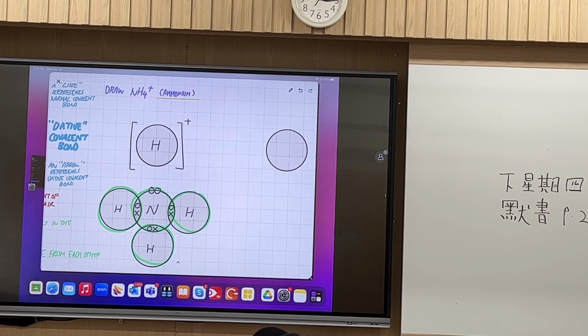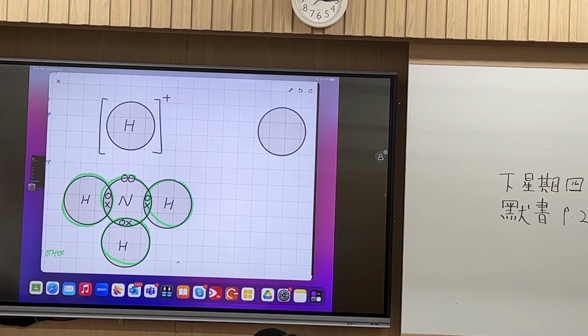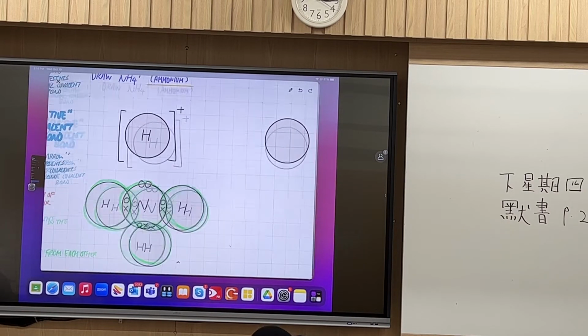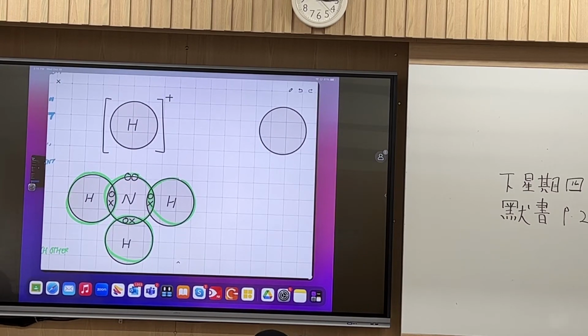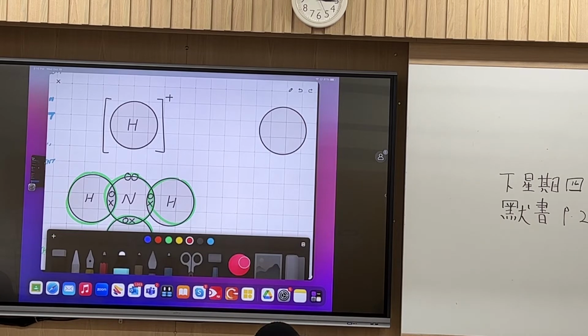So who can donate the electron pair now? Look at the N. Can you see the N has a lone pair that is free to donate to the hydrogen? You see, hydrogen ion has nothing in the outermost shell, which means it's not stable at this moment. So how can nitrogen help? It can help using the lone pair. We call this the non-bonding pair. So you have 3 bonding pairs here, and you have 1 lone pair.